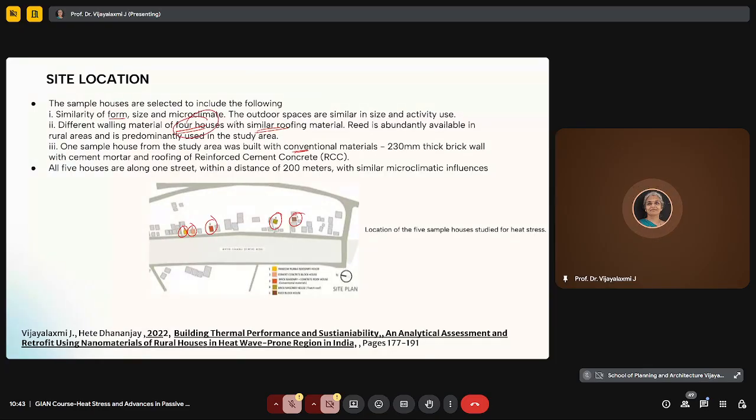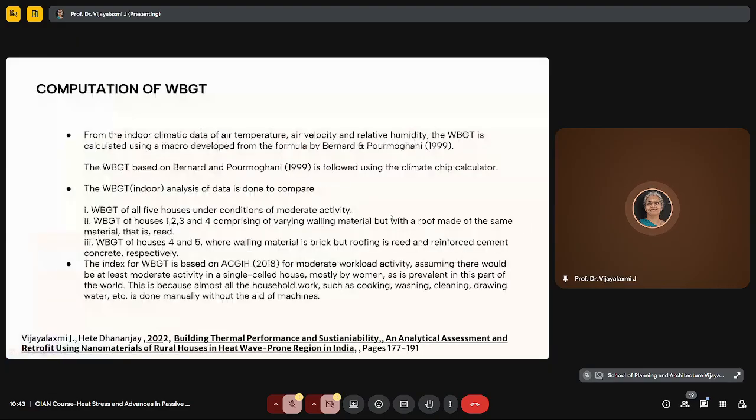So 4 houses plus one conventional house were selected, and all these houses were along one street within a distance of say 200 meters. So we assume that the microclimate did not vary much. From the indoor climatic data of air temperature, air velocity and relative humidity, the WBGT is calculated using the Bernard and Pormagni method, and this followed the Climate Chip calculator.